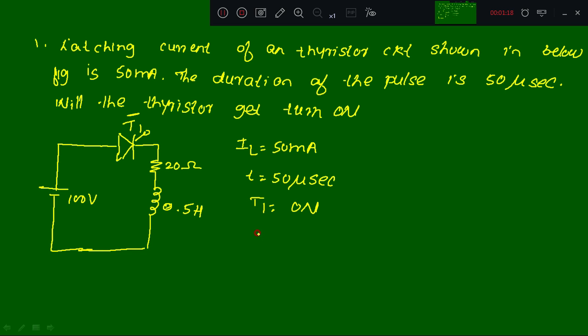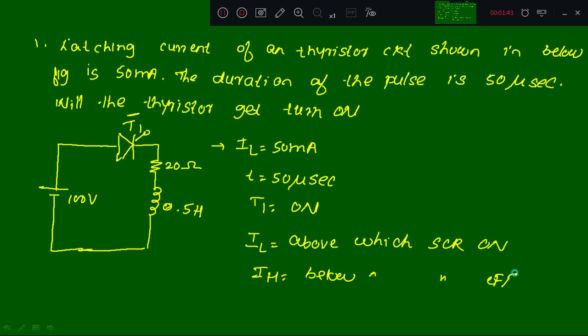The SCR will turn on with respect to latching current. What is latching current? Latching current is the current above which SCR will turn on. What is the holding current? Holding current is the current below which SCR is off. In the graph we saw in the previous class, the holding current will come here, below which SCR is off, and the latching current will come here, above which SCR is on.